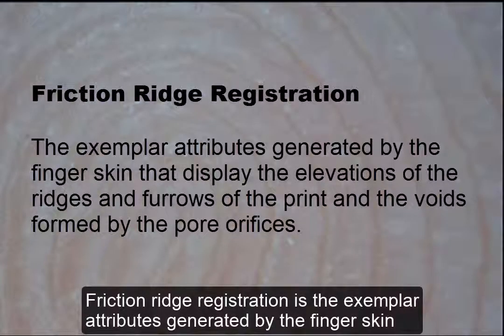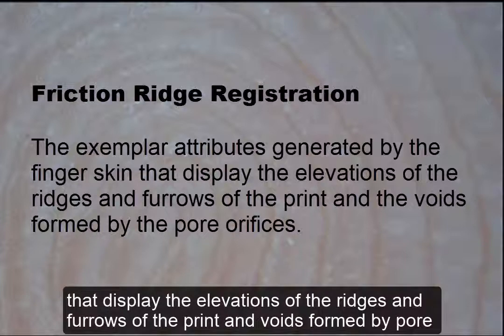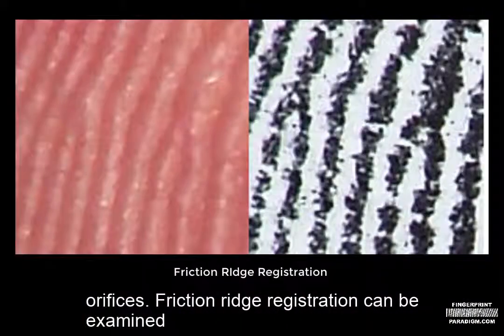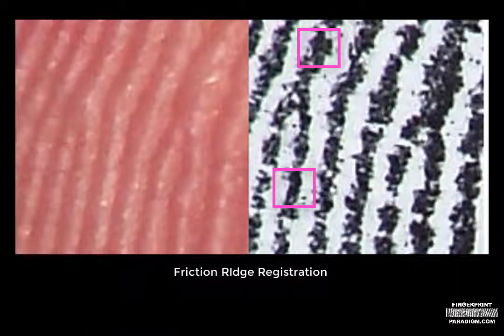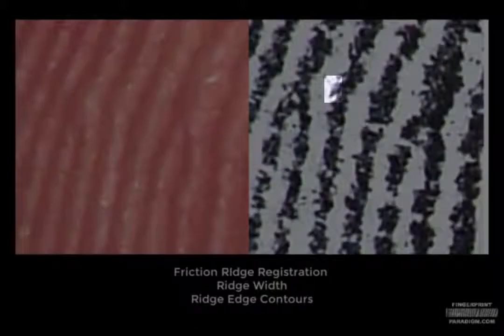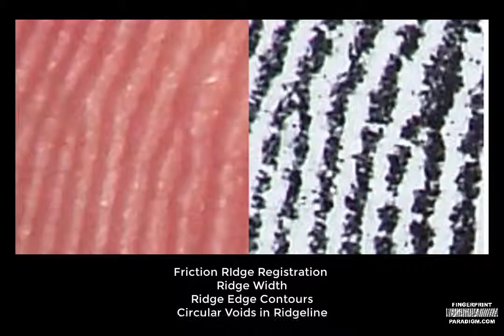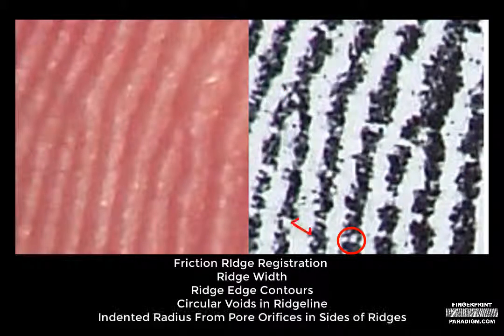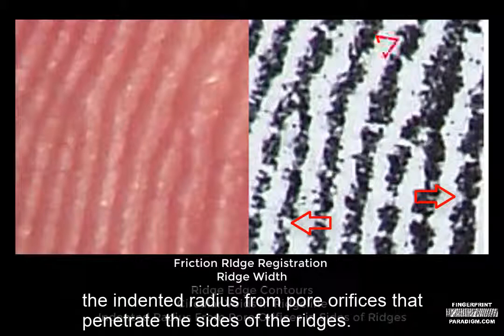Friction ridge registration is the exemplar attributes generated by the finger skin that display the elevations of the ridges and furrows of the print and voids formed by pore orifices. Friction ridge registration can be examined by noting the clarity of ridge width, ridge edge contours, the circular voids in the ridge line, the indented radius from pore orifices that penetrate the sides of the ridges.